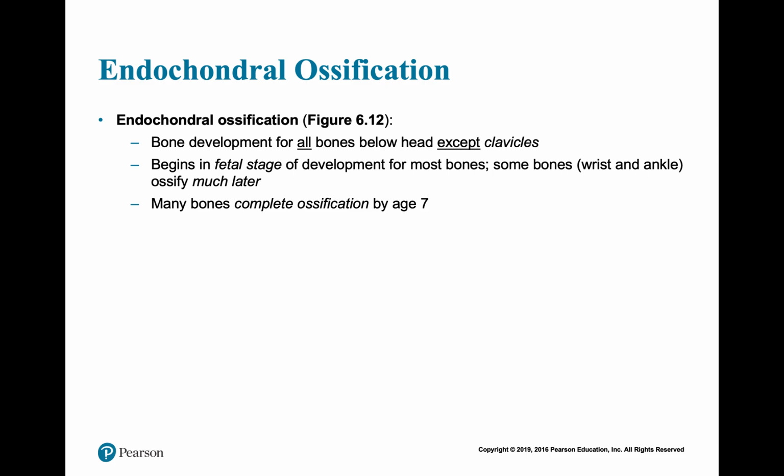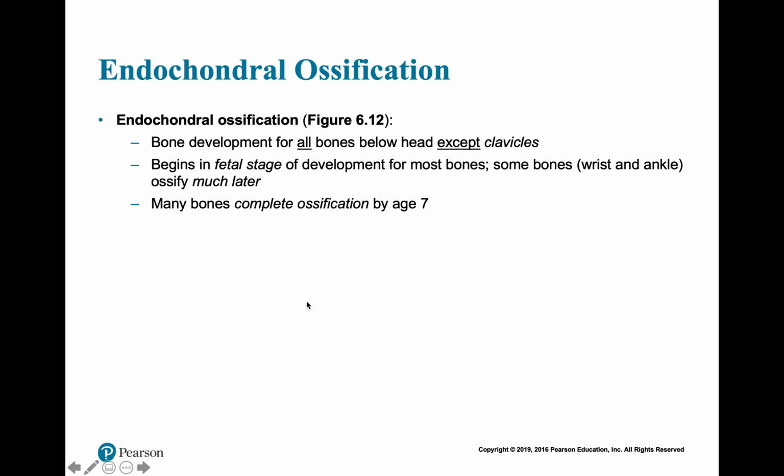Okay. Next is endochondral ossification, which is going to be all other bones below the head except for the clavicles. Clavicles are the only bones below the head that develop via intramembranous ossification. Endochondral also begins during fetal development within the womb, right? And we'll see that not all bones are completely ossified through endochondral ossification.